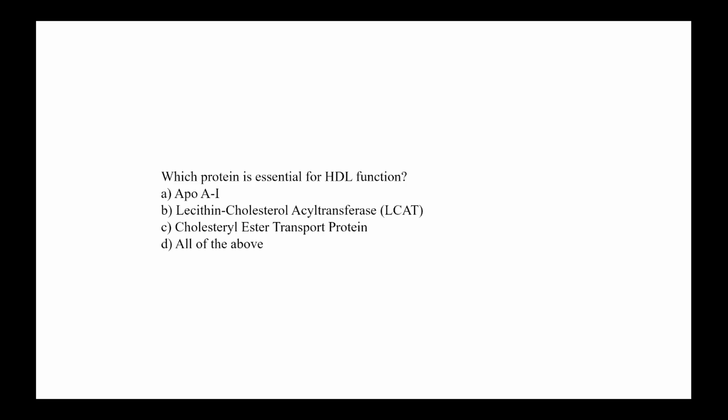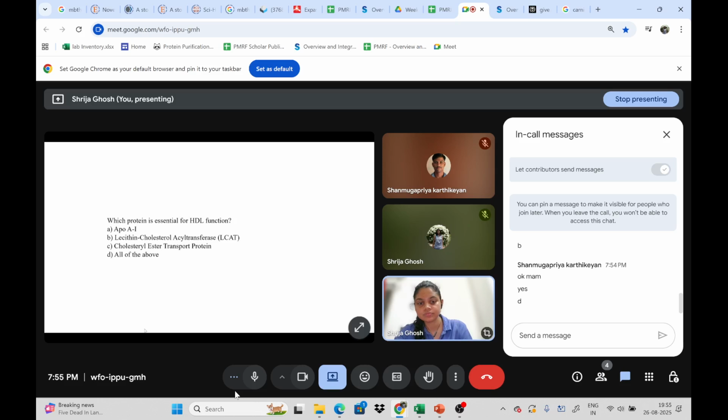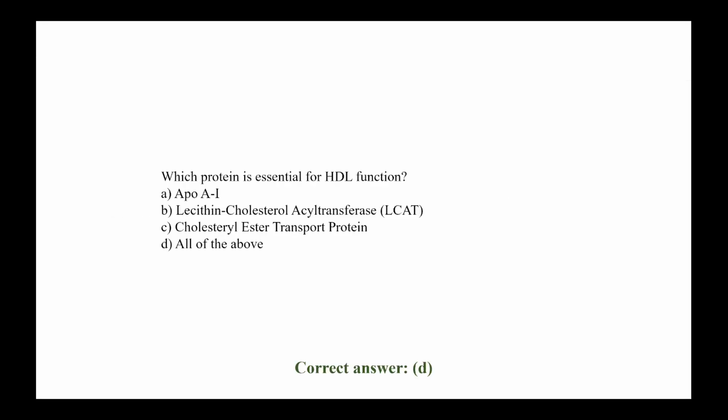Which protein is essential for HDL function? ApoA1, lecithin cholesterol acyl transferase or LCAT. Option C, cholesterol ester transport protein or CETP. And option D, all of the above. You are saying option D, all of the above. That is the correct answer.